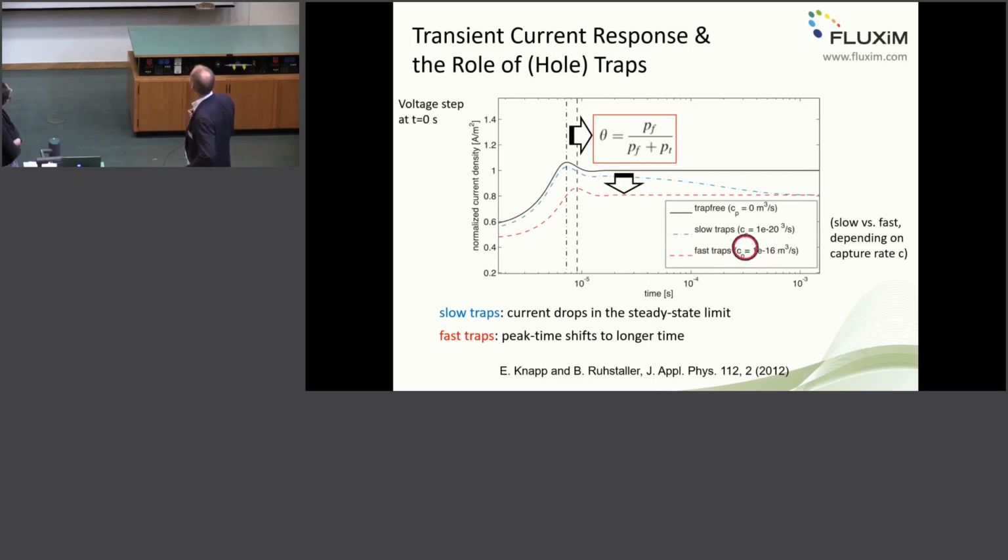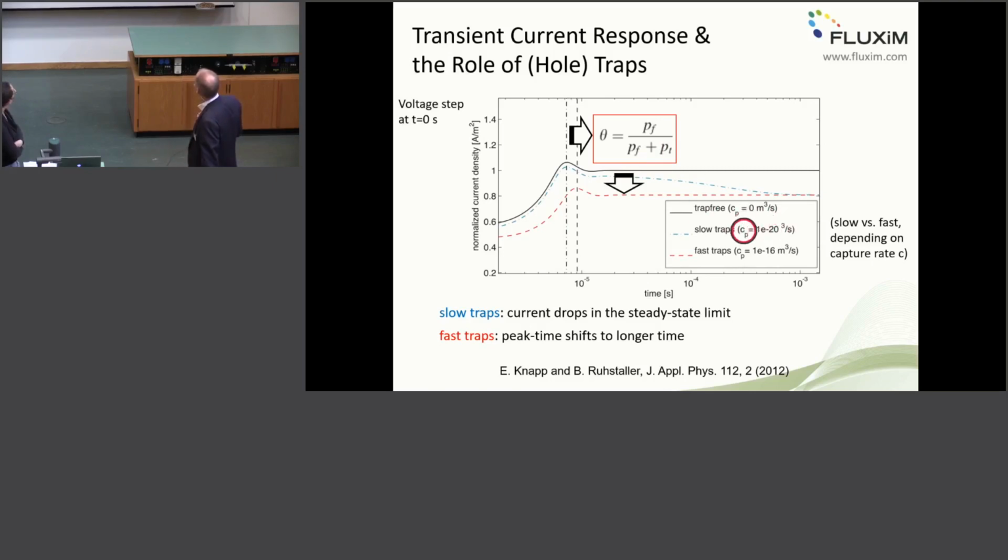Either we can have very fast traps with a high capture rate, then what you notice is that the transit time is delayed due to trapping, the arrival time is later, and we get an overall current that is reduced by this fraction theta, which is simply the fraction of free carriers to total carriers.